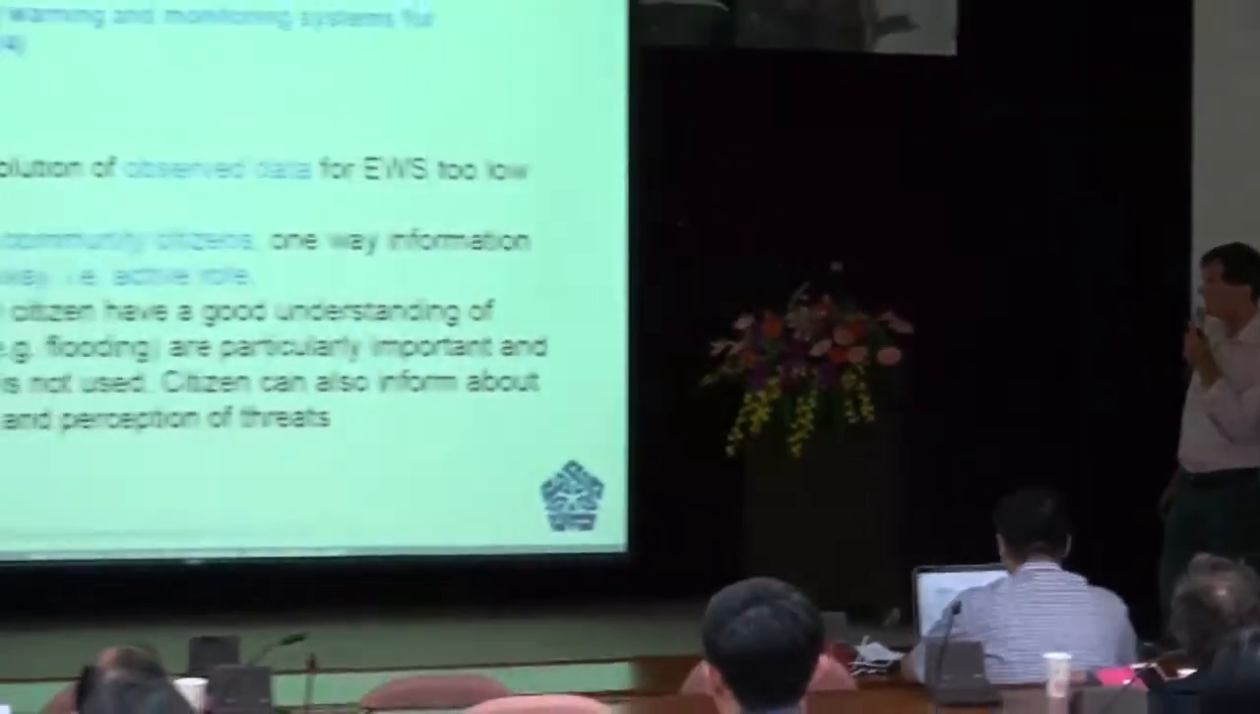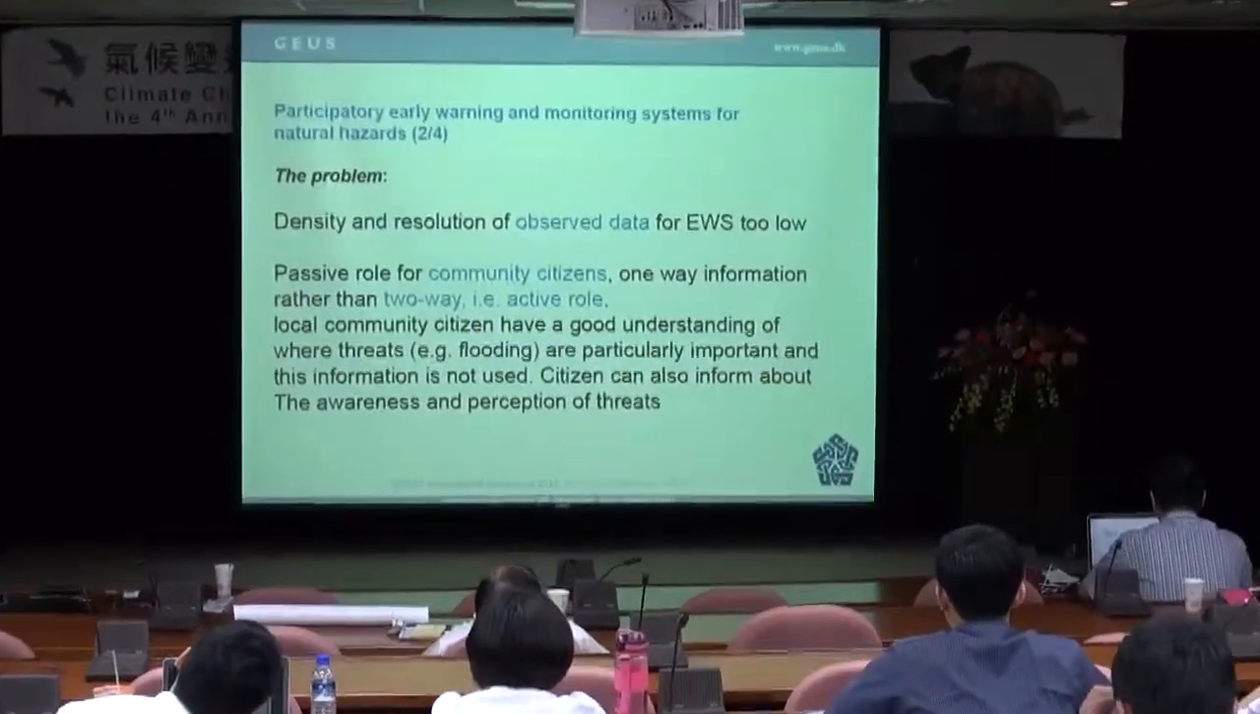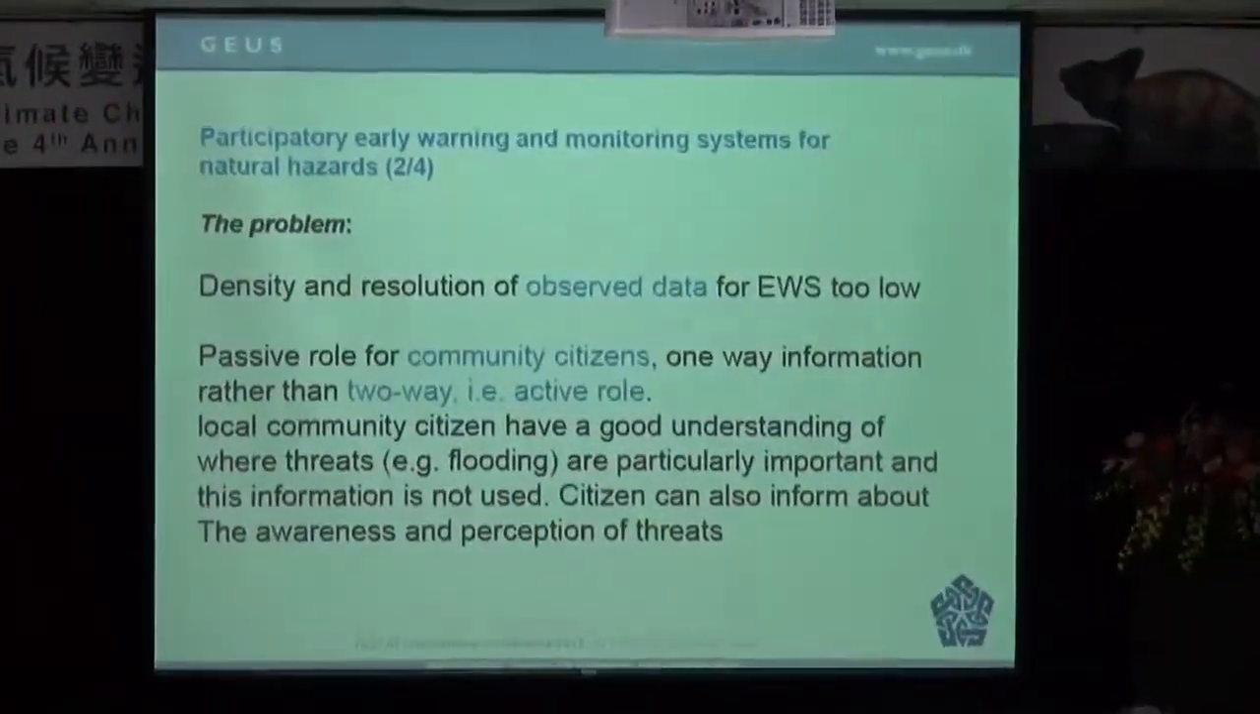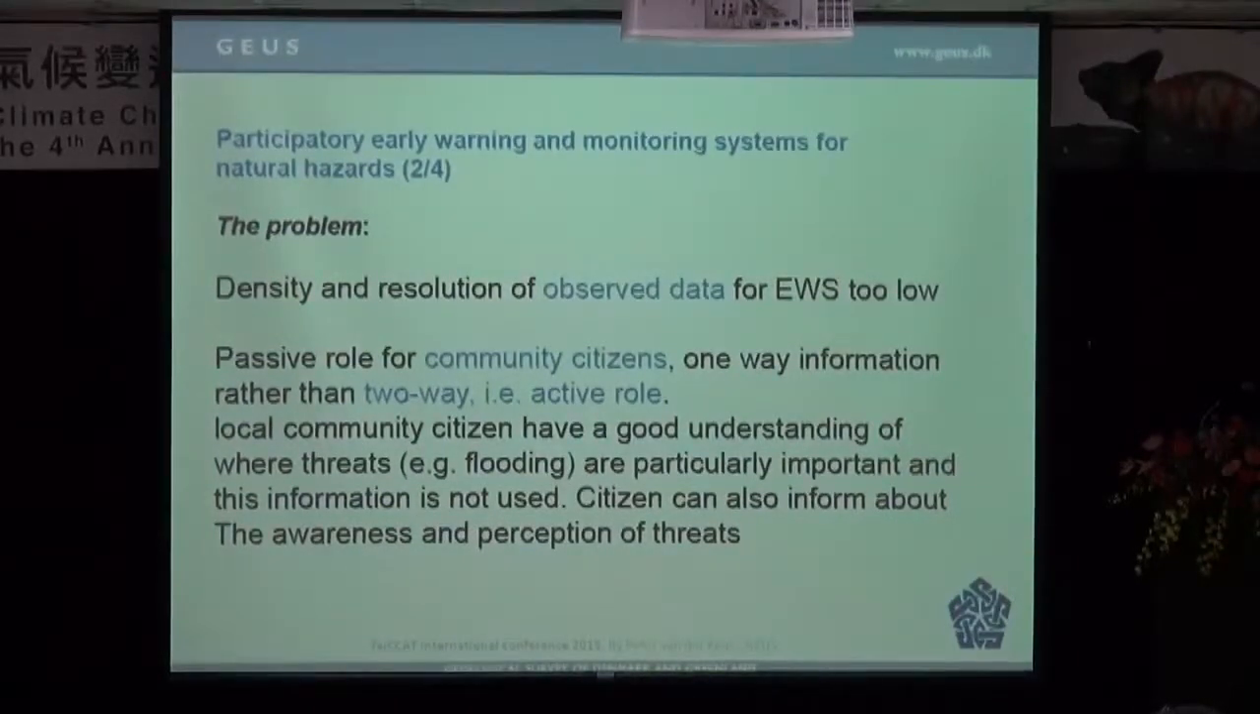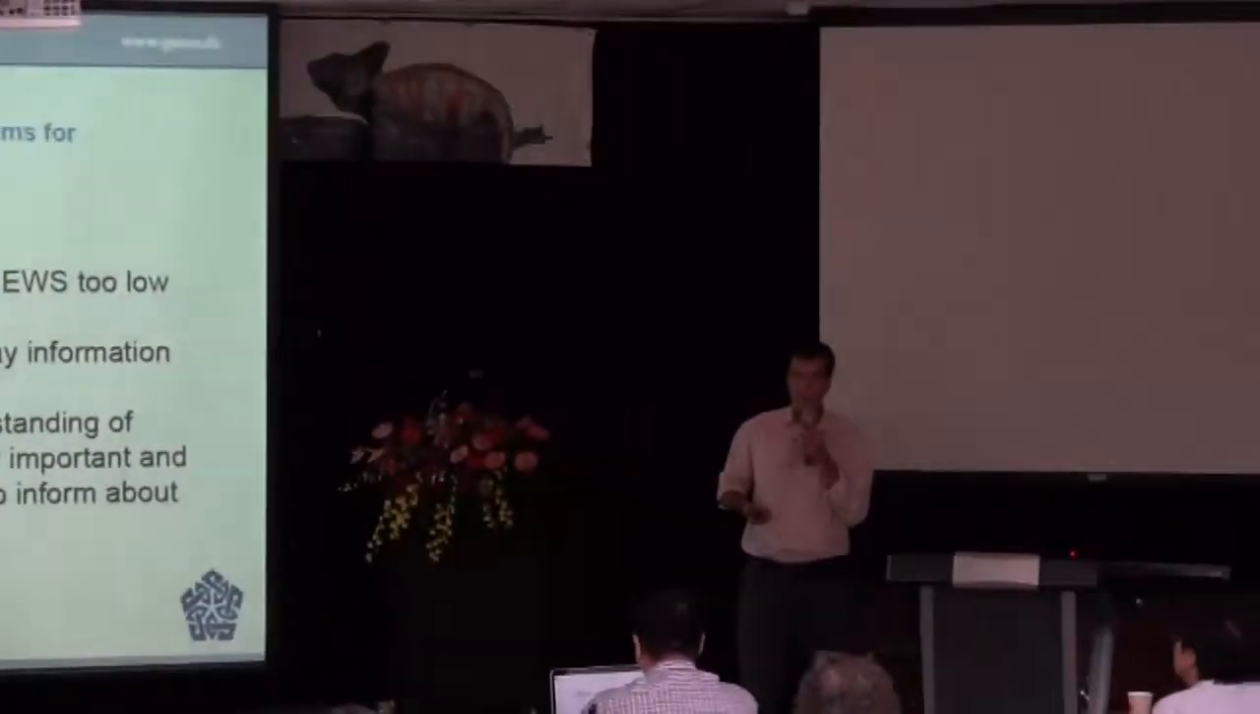So the problem we try to solve here is to increase the density and the resolution of observed data for the early warning system, which usually is too low. And as I mentioned before, it is not about a one-way system where people are warned, as usually is the case in early warning systems, but a two-way system where people also provide information to the database, to the early warning system, and in that way you may dramatically improve your early warning system and give timely and accurate information about the imminent disaster.